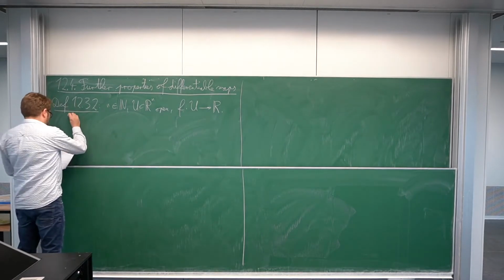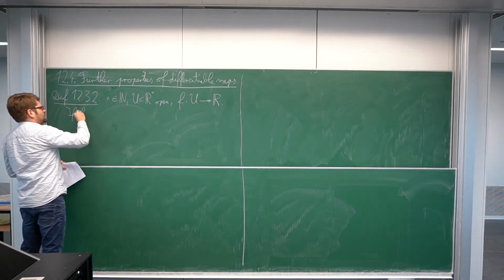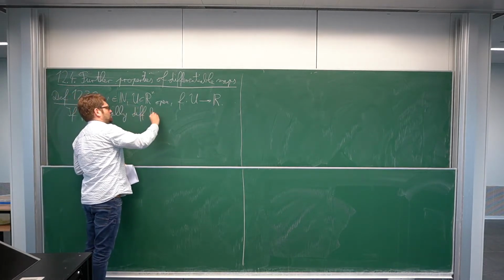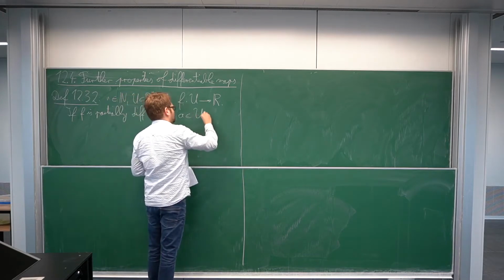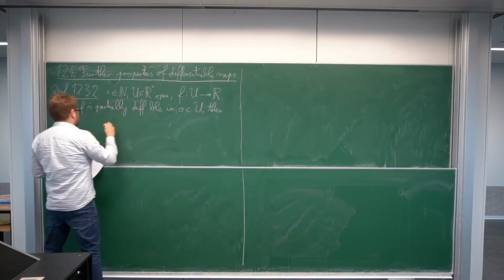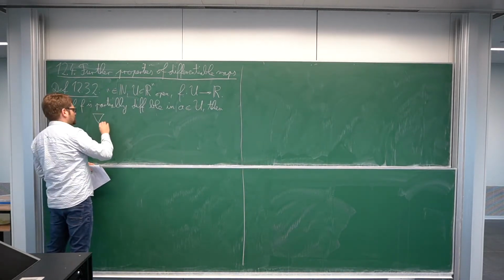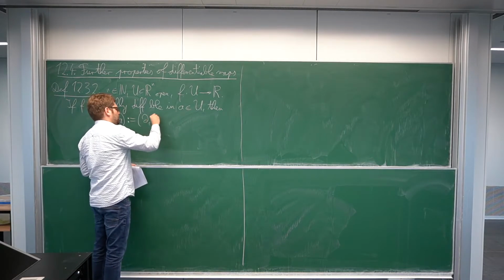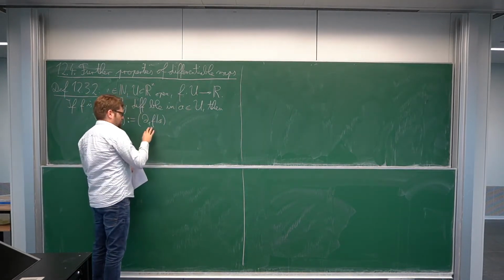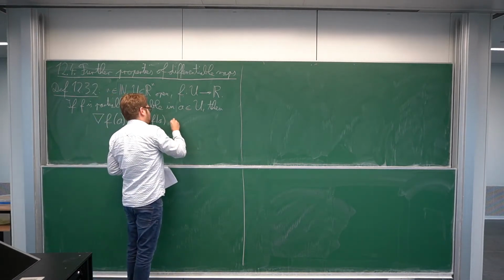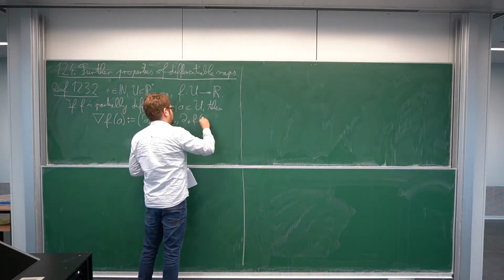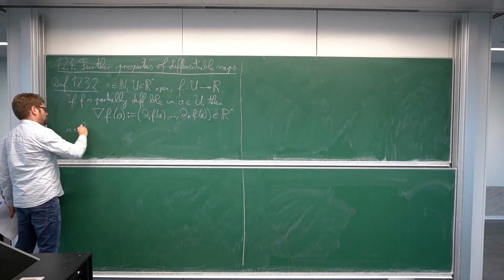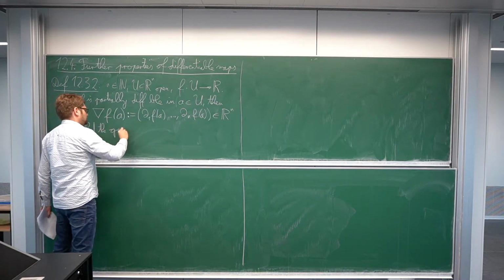Namely, here we only need the assumption that f is partially differentiable in a point A, which is an element of U. Then the following vector, we denote by this upside down triangle, which is called nabla. Nabla f of A is defined as the vector which simply contains all the partial derivatives as entries. It's a real valued function, so the partial derivatives at that point are just numbers, meaning if we put them all together, it is a vector in Rn. So this is d_n f in A, as an element of Rn. This is called the gradient of f in A.